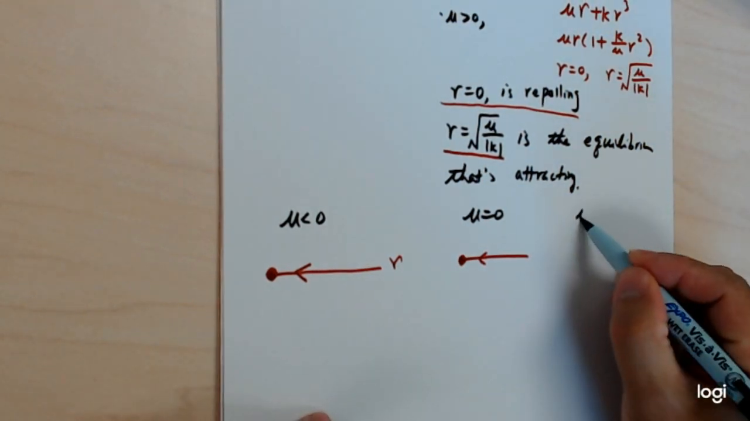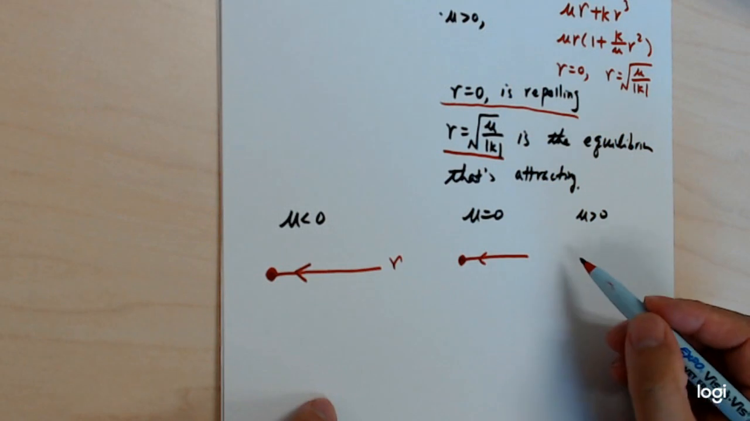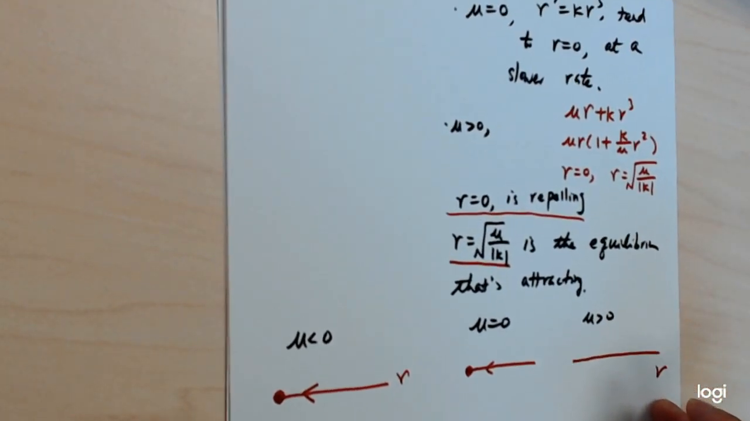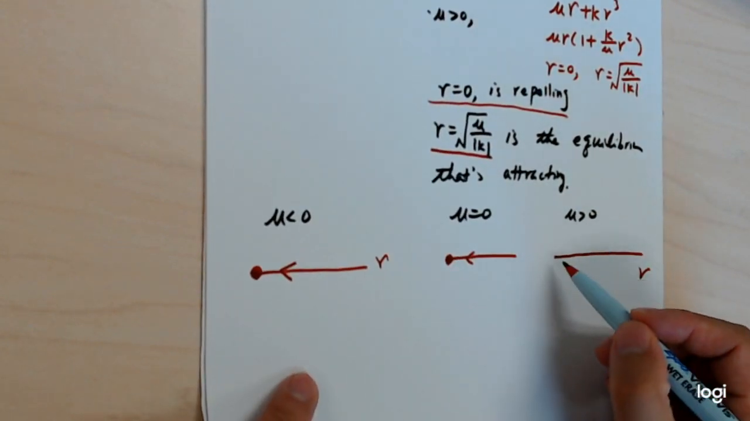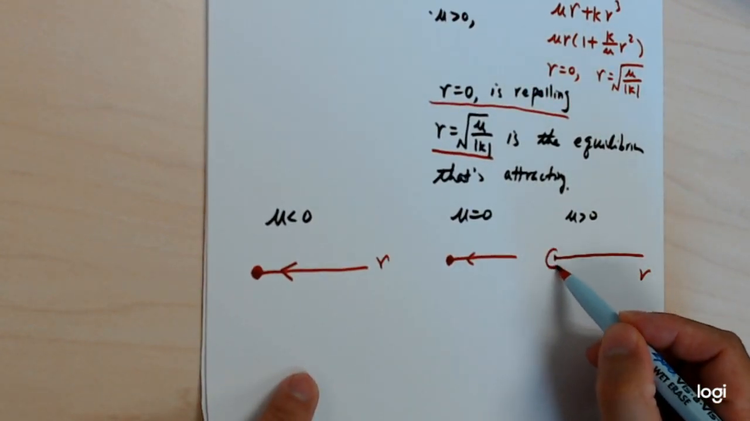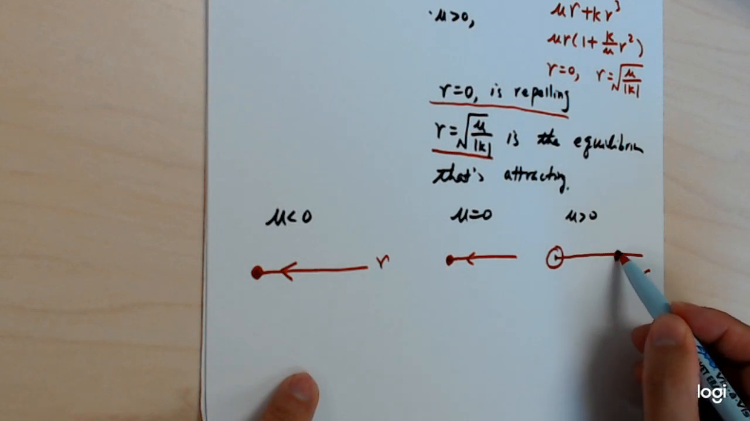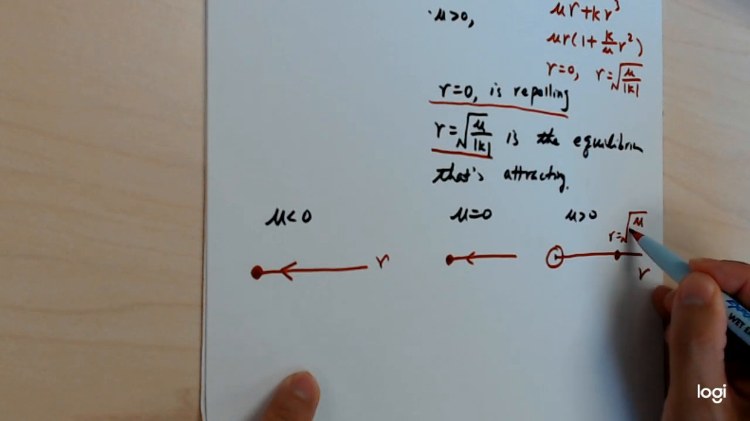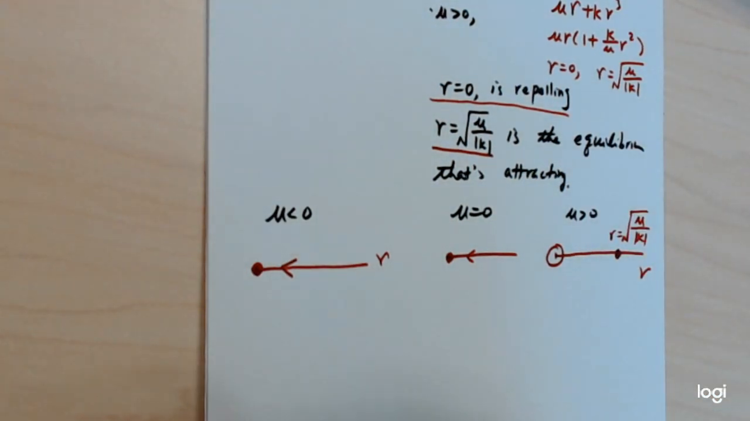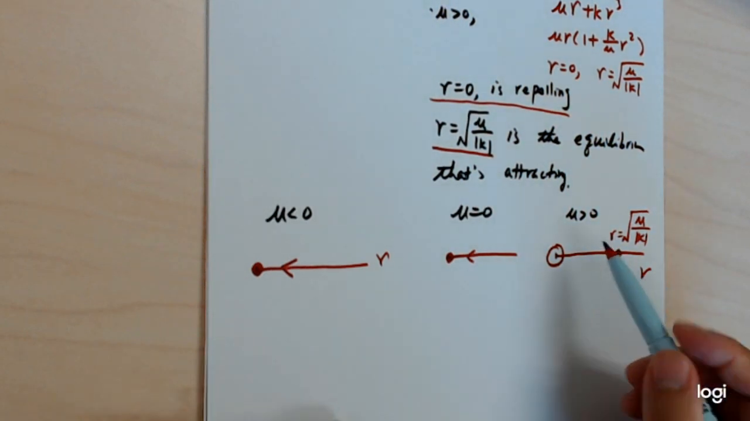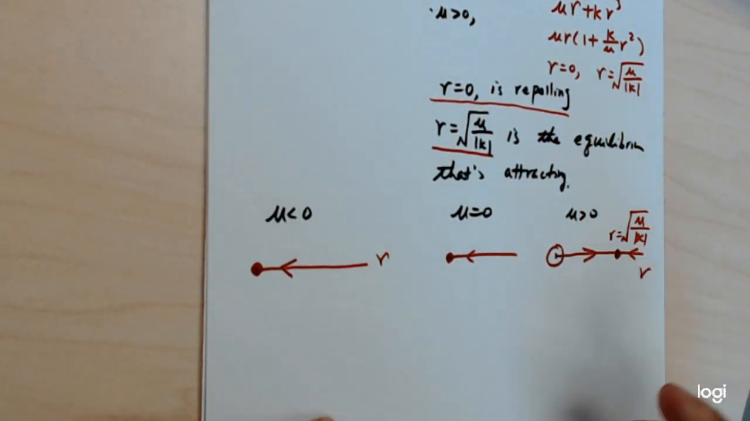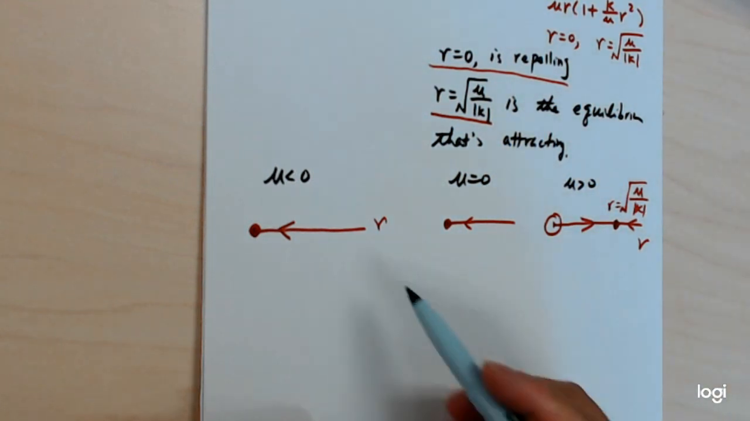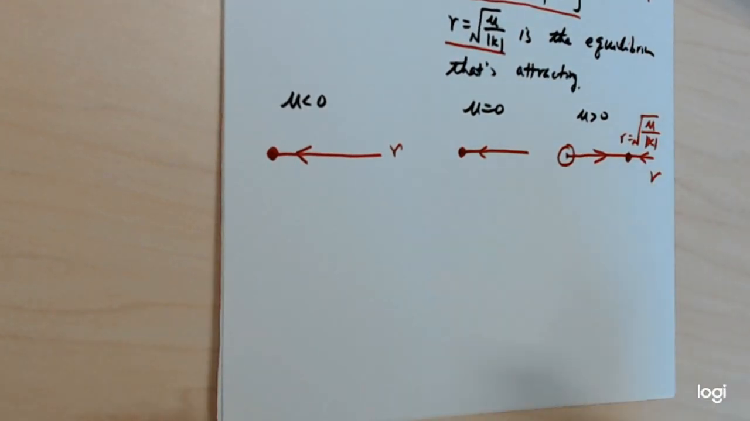And when mu is greater than 0, this is the r axis because it's a single equation. There are two equilibriums. One is r equal to 0, which is unstable, and back here it is that positive r given by this formula here, and this guy is attracting. Unstable, unstable. So this is in the polar coordinates.